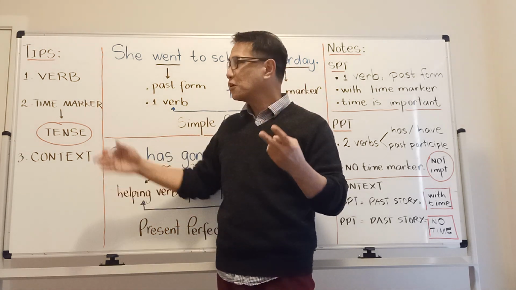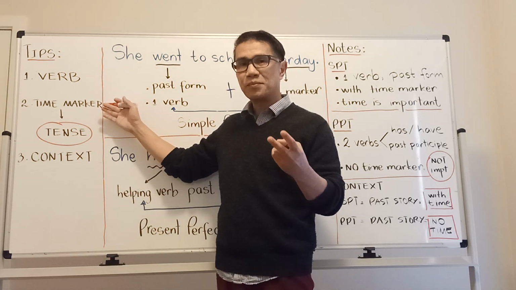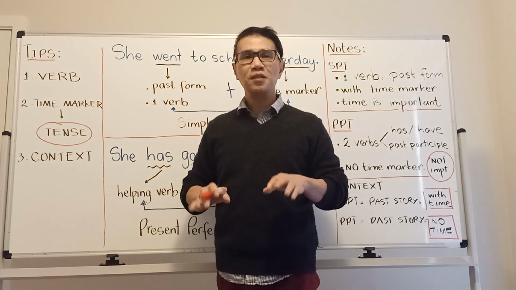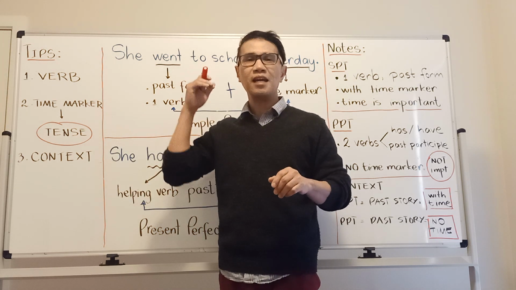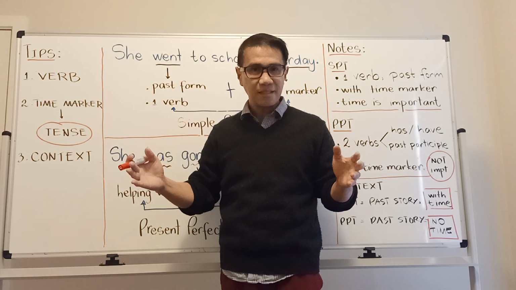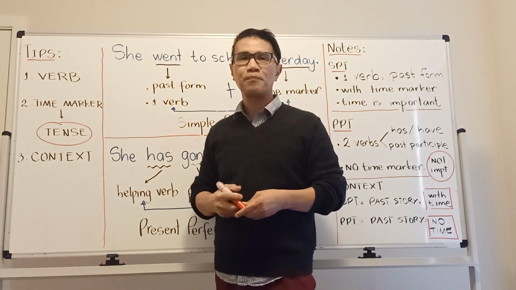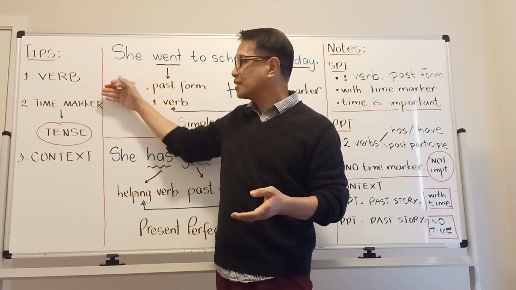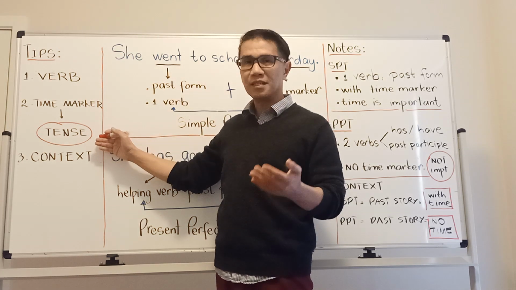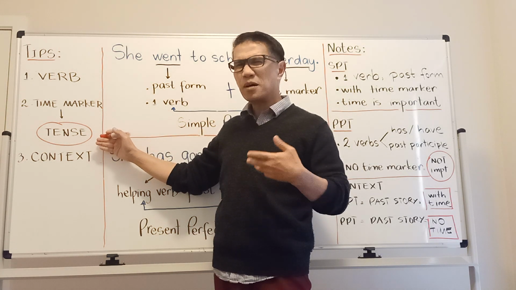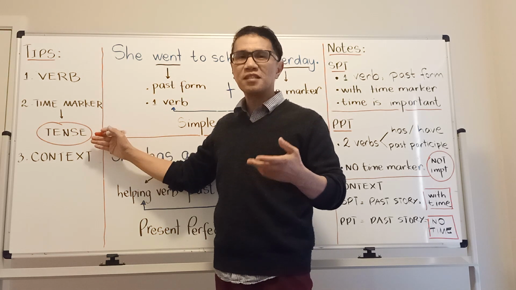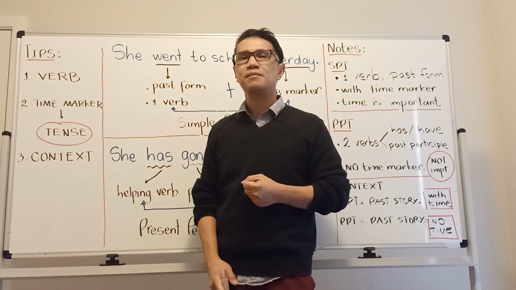Tip number 2, focus on the time marker. For example, today, yesterday, tomorrow, next year. These are time markers. A verb and a time marker equals tense. Tense is about time. It shows the time a story happened.